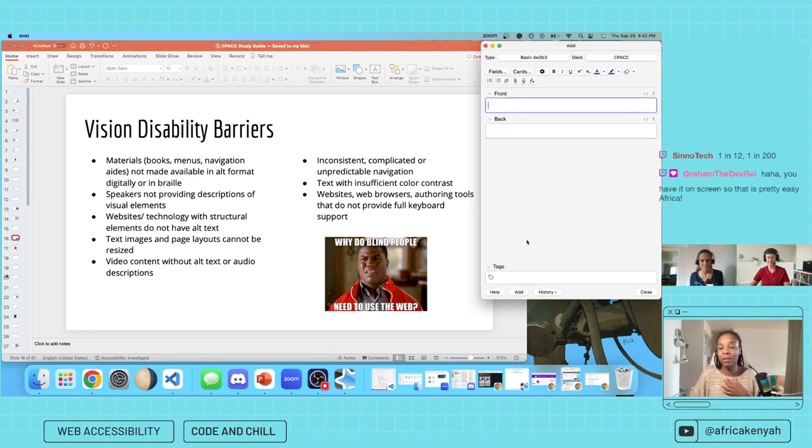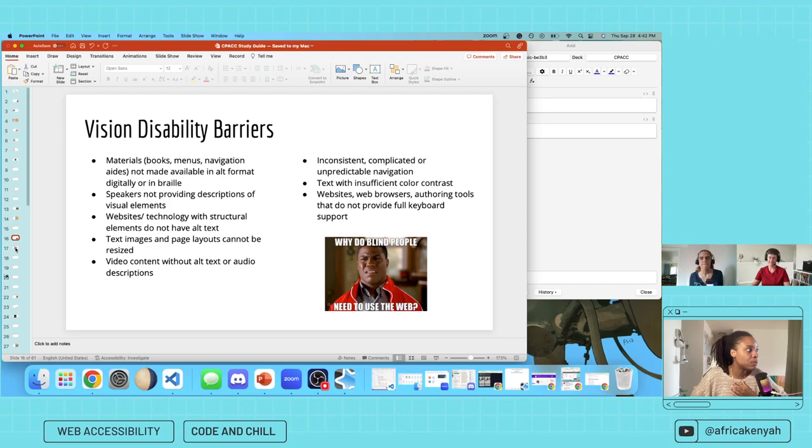We may not get through all of the vision stuff, just so we can jump into what we're doing. So what our homework is going to be for all of us who are using Anki or who are studying seriously is to go through vision disability barriers, and then go through the assistive technology for the blind and for low vision, and do Anki for that.